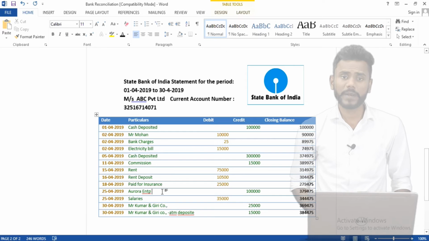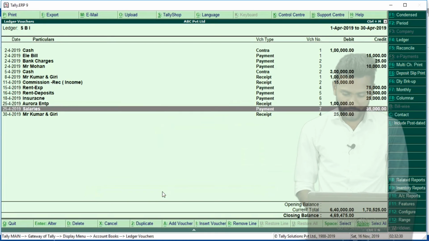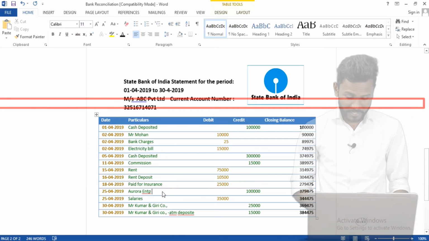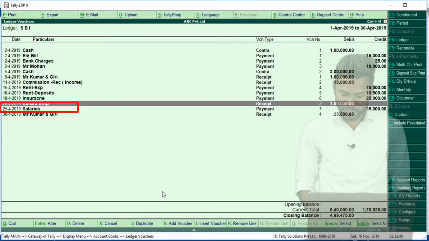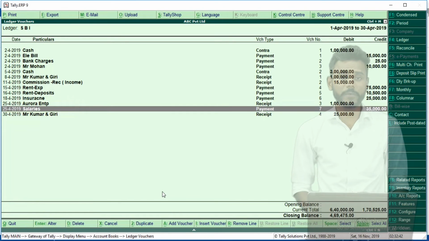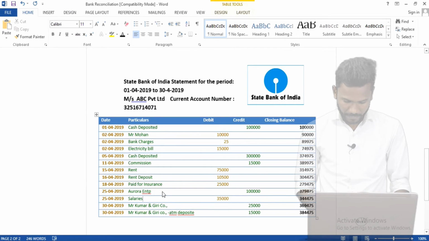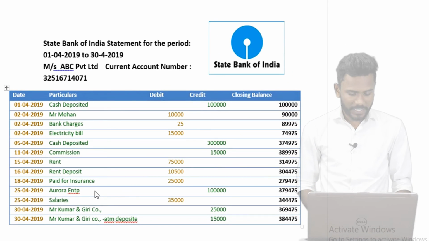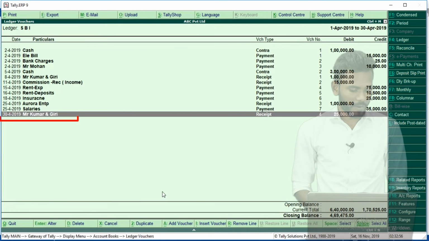On 25th of April, we received rupees 1 lakh from Aurora Enterprises. Yes, that 1 lakh is also recorded, same as received. So there is no mismatch. And next, on 25th of April, the banker recorded paid for salaries rupees 35,000. Yes, we also recorded that we paid salaries rupees 35,000. And next, on 30th of April, we received from Kumar and Giri rupees 25,000. Yes, we also recorded it.